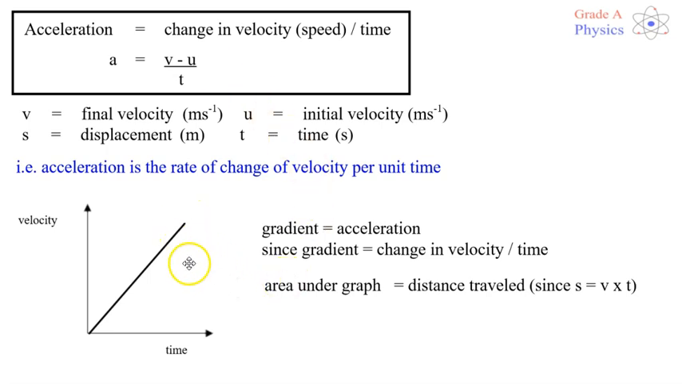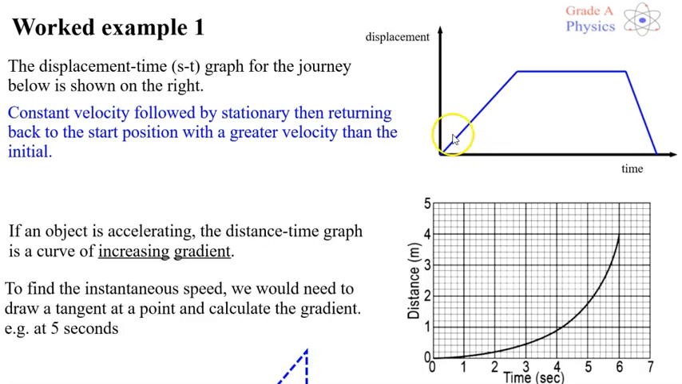Also, I could work out the area underneath the graph. So in this case, it's a triangle. I could work out half times base times height. And that would give me the distance traveled, or even better, the displacement. But again, sometimes distance and displacement will be the same value. And the reason why is because of our previous formula, s is equal to v times t. So working out the area of this shape, I have to multiply velocity and time together, which will give me the displacement. Okay, let's look at a few worked examples.